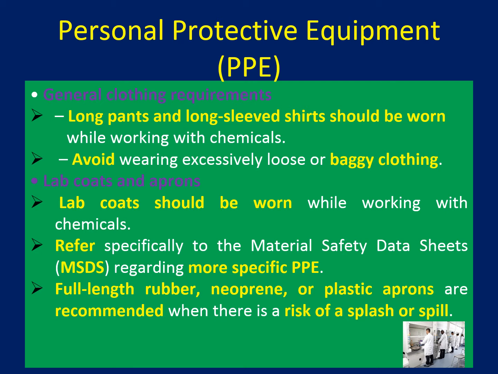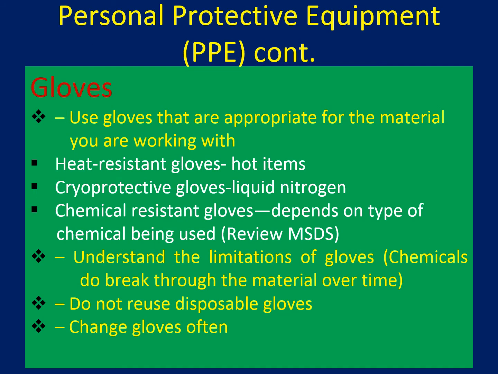Refer to the MSDS before coming to the lab, because depending on the chemicals you have to wear different personal protective equipment, and even the apron. So we have different aprons: full length rubber apron, neoprene or plastic apron. We want to avoid the risk of splashing any chemical onto your body.